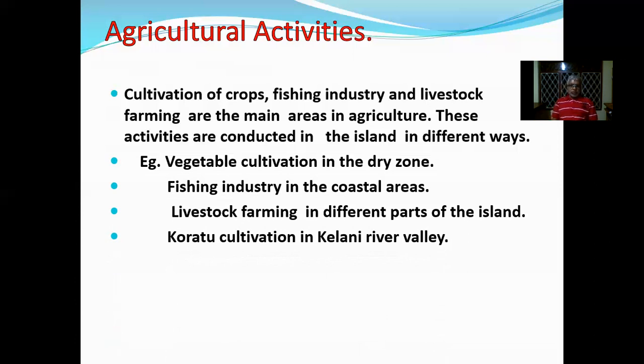Koratu cultivation means small farms. Mainly in these farms, vegetables are grown. They are called Koratu cultivation. The Kalani River Valley, or the flatlands located close to Kalani River, is very famous for that kind of agricultural activity.